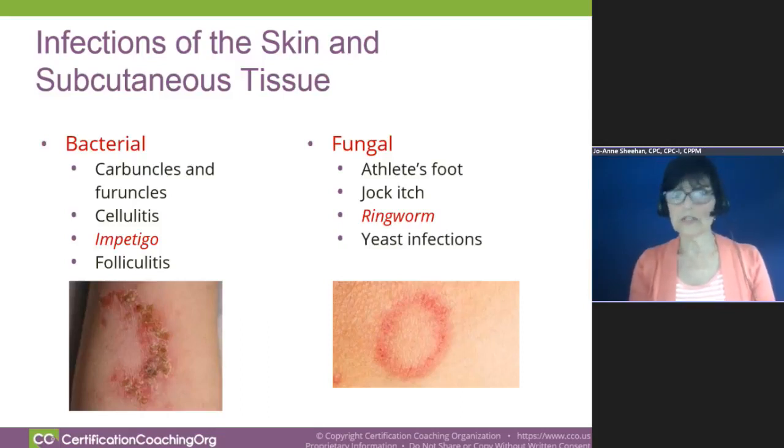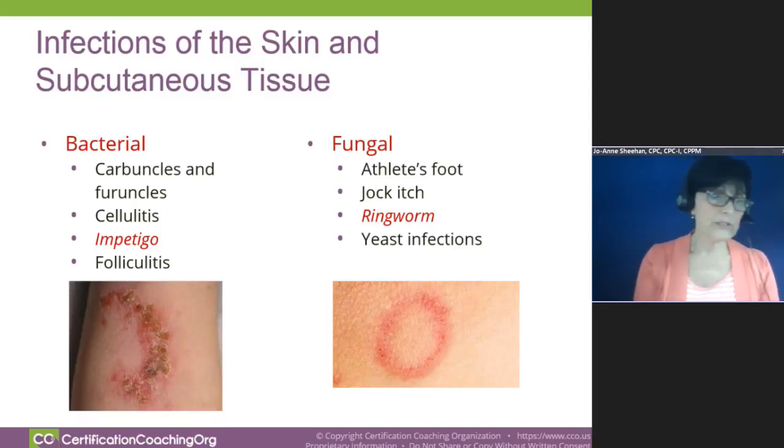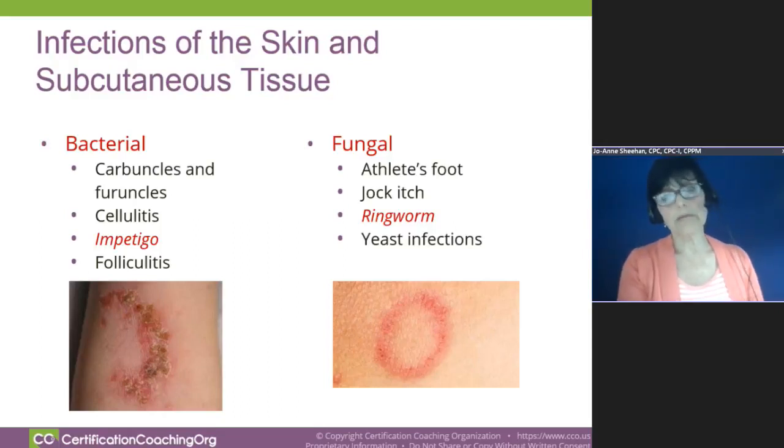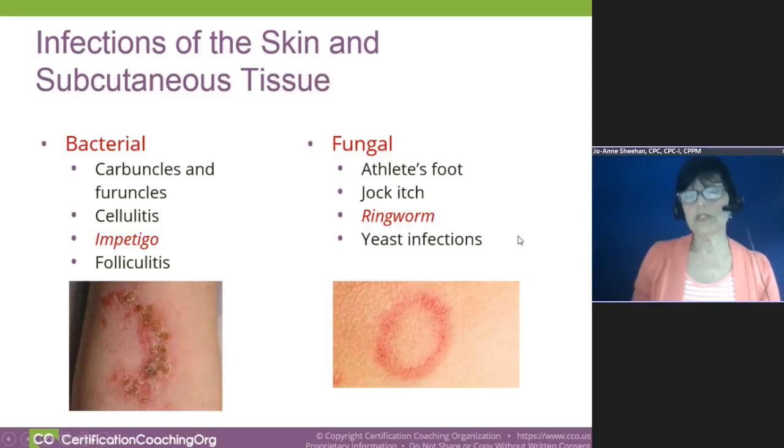This is the infections of the skin, and the first column is bacterial, and some of the problems would be carbuncles and furuncles, cellulitis, impetigo, and folliculitis. And as you can see here, where I have impetigo highlighted, that is a picture of what impetigo would look like. Now on the right is the fungal infection, and many of us are familiar with athlete's foot, jock itch, ringworm, or yeast infections. This is an example of a ringworm. All right, so that's just to show you the difference between bacterial and fungal.